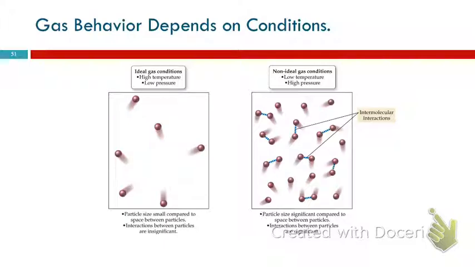The behavior of a gas depends on the conditions. So we've talked about the ideal gas law, and that describes the behavior of an ideal gas. Well, no gas is truly ideal, but under certain conditions, gases behave in an ideal way. And these are conditions of high temperature and low pressure. This is good for ideal behavior because we have the particles being very small compared to the space between them. And we have the interactions between the particles being insignificant.